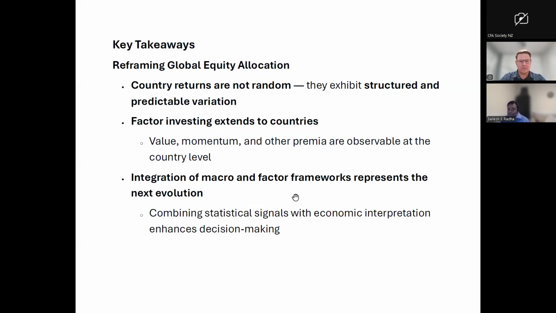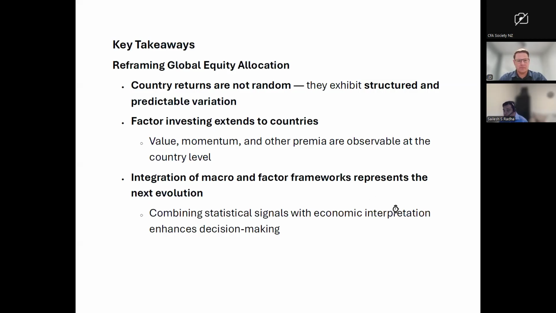I just had a lot of concepts that were covered, so I just want to summarize here. Country returns are not random. They exhibit structured and predictable variation. Factors can also extend to countries, and integration is the next step that needs to be tackled. And macro integration is what is missing, both at the stock level and the country level. So global equity investing is evolving towards systematic multi-layer allocation frameworks that integrate factors, macro intelligence, and portfolio construction.